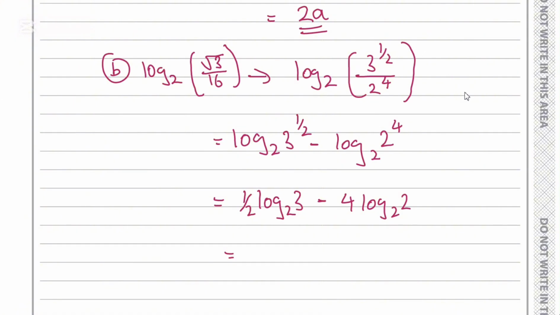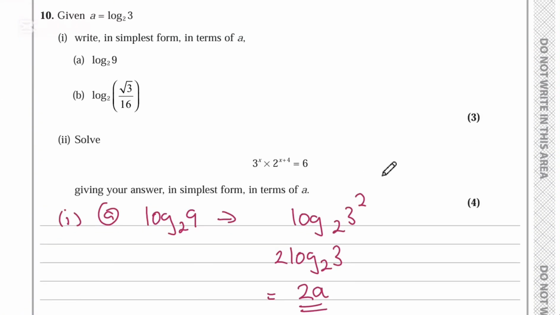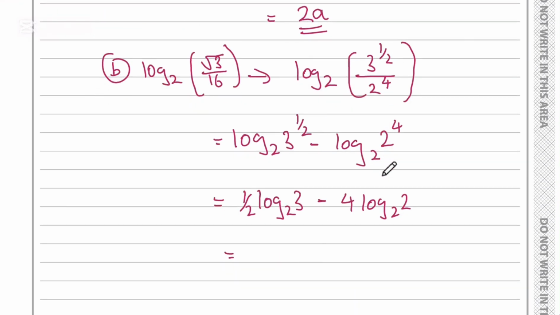Log to the base 2 of 3, we know it's a. It's there in the beginning of the question as a. So this one, I would write as half a, and log to the base 2 of 2, if you write it in your calculator, would give you an answer of 1. So minus 4 times 1 is minus 4 simply. Therefore, this is your final answer for part B. It is half a minus 4.